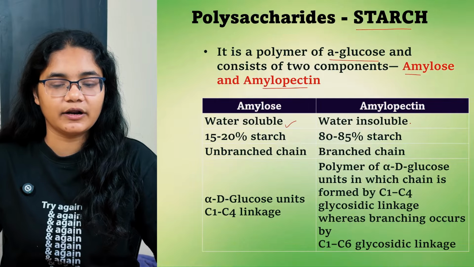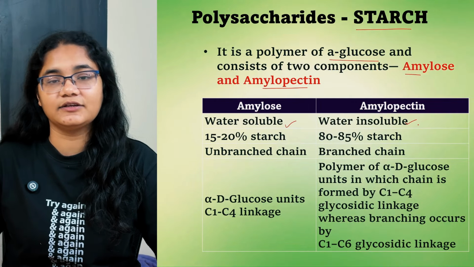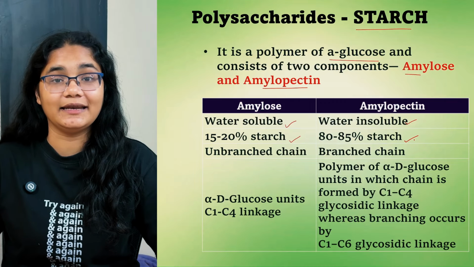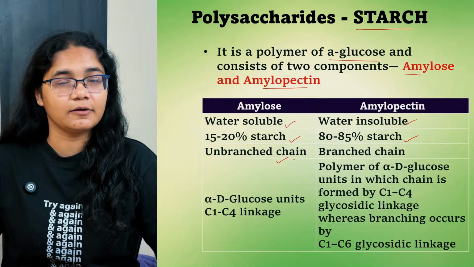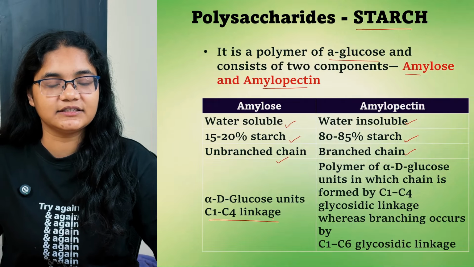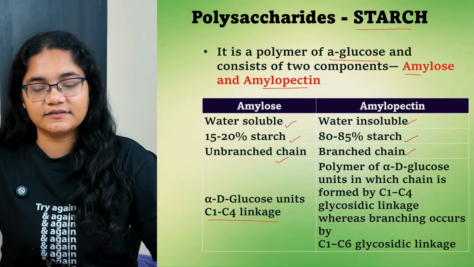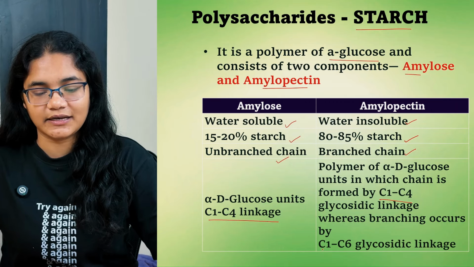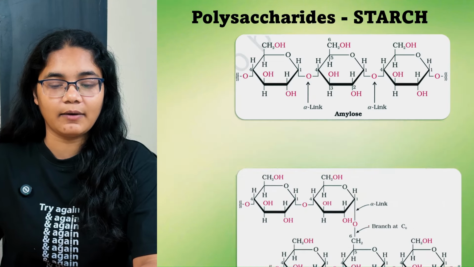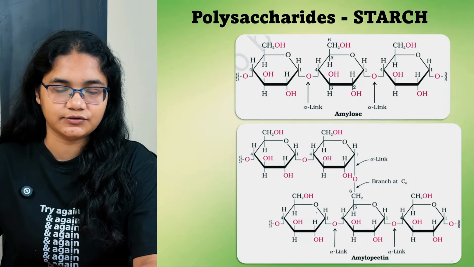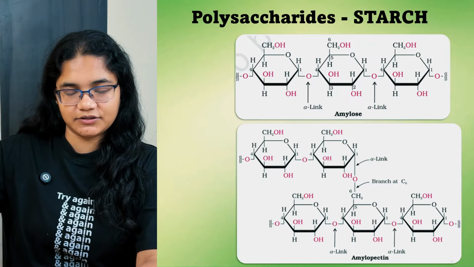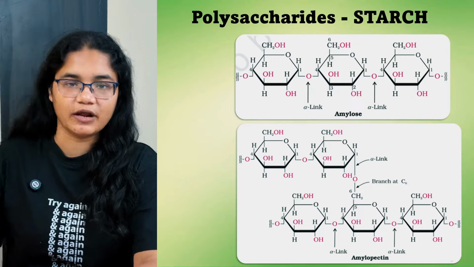Amylose is water soluble, whereas amylopectin is water insoluble. Here we have 15 to 20% of starch, and here we have 80 to 85% of the starch. This is an unbranched chain, and this is a branched chain. Here the alpha D glucose units have C1 C4 linkage. Here they have C1 C4 linkage as well as C1 C6 glycosidic linkage. Coming to amylose and amylopectin, the structure is not important from the exam point of view, but you need to understand that amylose has a straight chain structure, whereas amylopectin has a branched structure.